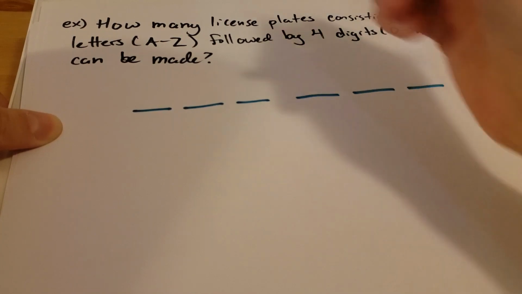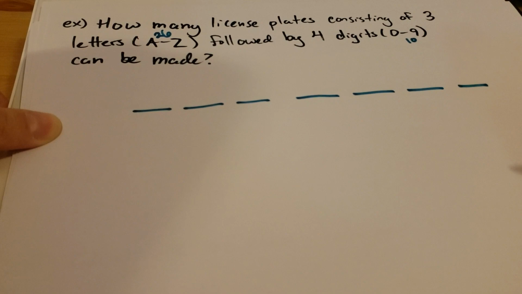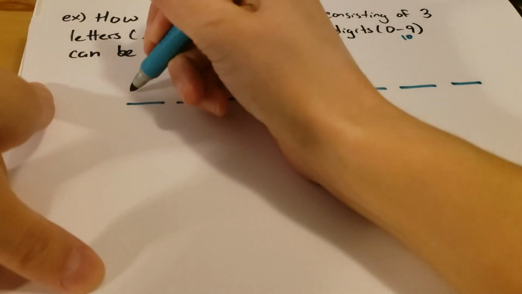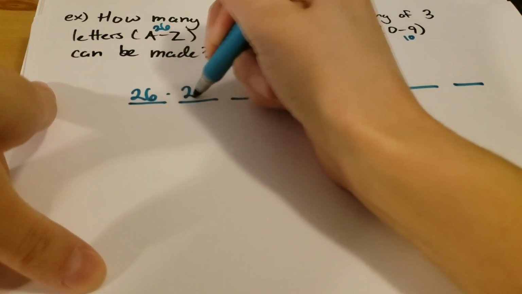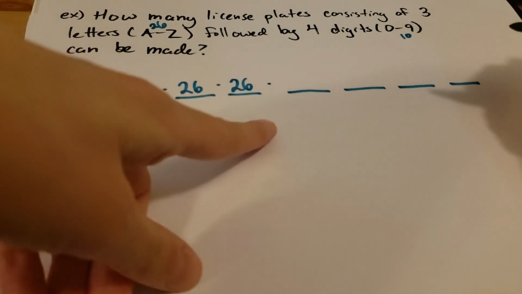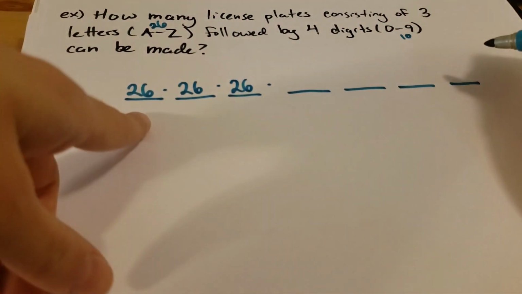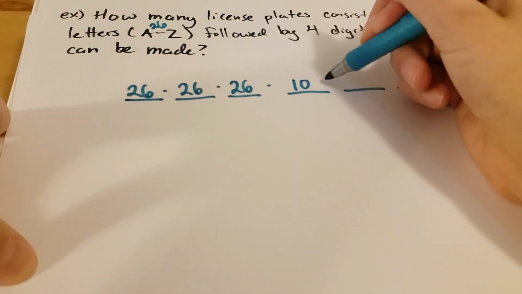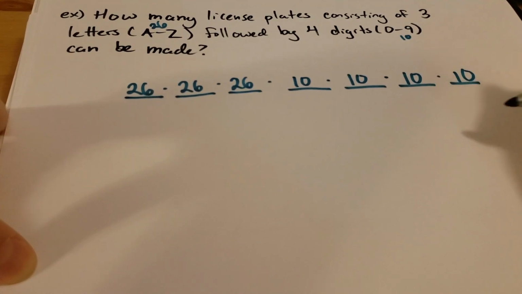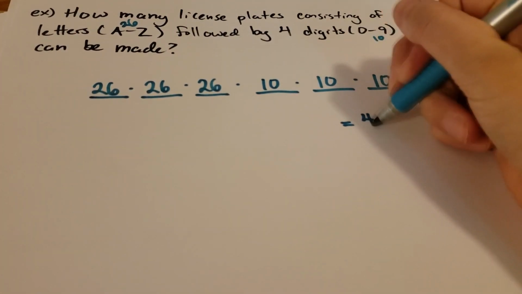So first, we have 3 spots for letters, and then we have 4 spots for the digits. So there's 26 letters, and we know that there's 10 of these digits. So for the first 3 positions where we have letters, we have 26 choices for each one. Then when it gets to the part where we're choosing digits to follow the 3 letters in the license plate, we have 10 choices for each digit. Okay, so now if we multiply all of these out, we're going to get a very large number.